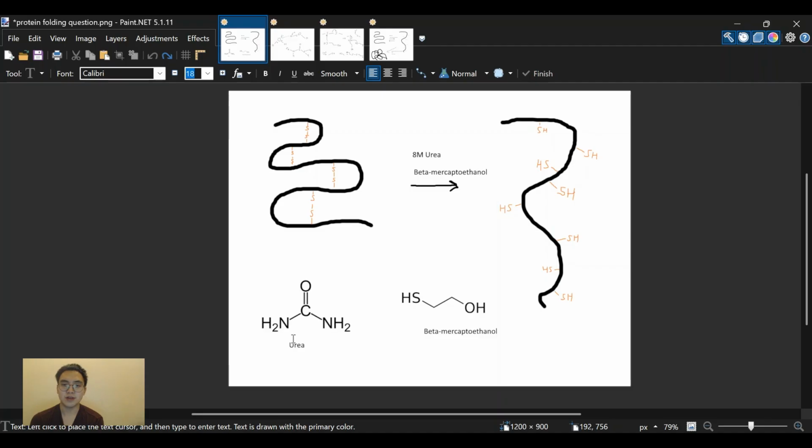What about the reverse? What happens if you've removed beta-mercaptoethanol first and then urea?